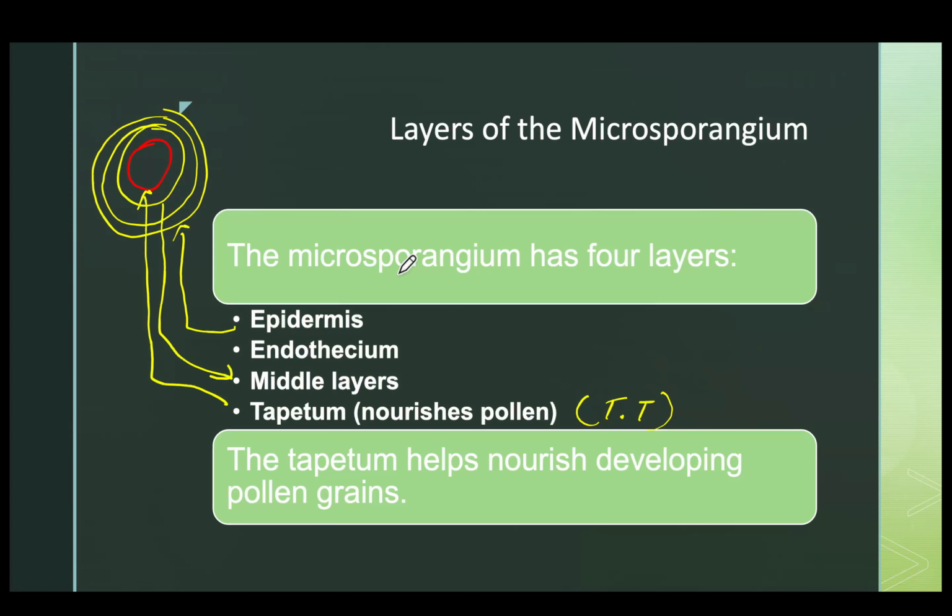One more layer is present, which is not at the end, but just beneath the outermost layer, which is endothecium. Clear? So there are 4 layers of microsporangium: epidermis, endothecium, middle layer and tapetum. Why is this innermost layer important? Because it helps nourish the developing pollen grains. So from this line we can understand that pollen grains are not present as it is. Yes, they are developed inside the microsporangia.